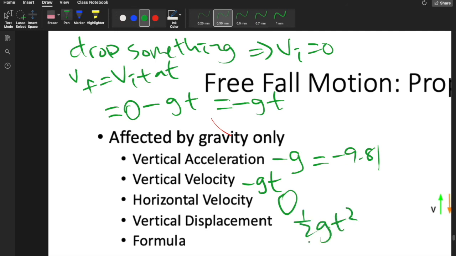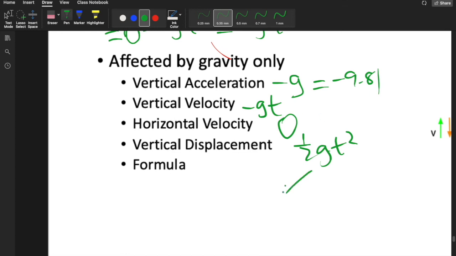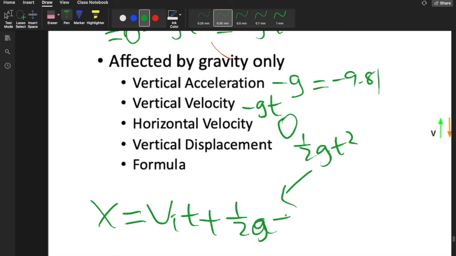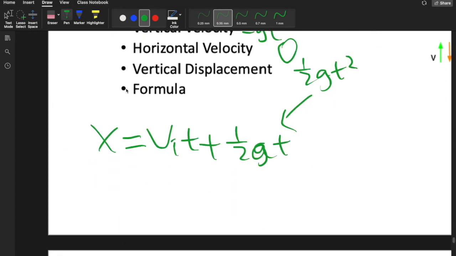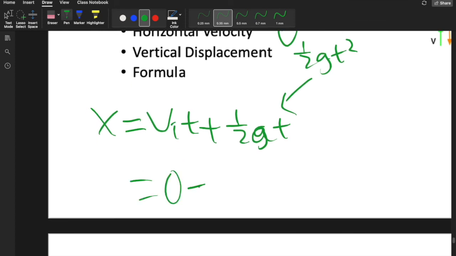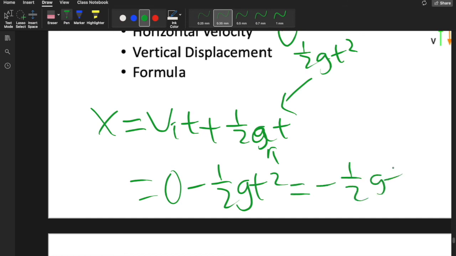Vertical displacement, this is a very helpful formula to know. Why? Because we know displacement is equal to initial velocity times t plus a half times acceleration times t squared. And in our problem, because initial velocity is equal to 0, so it's equal to 0 plus minus, because acceleration is a negative number. So here should actually be a negative sign.